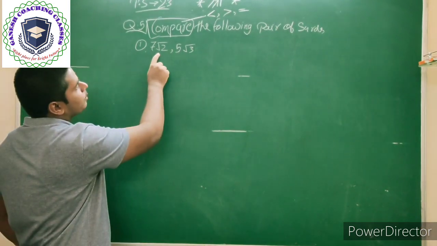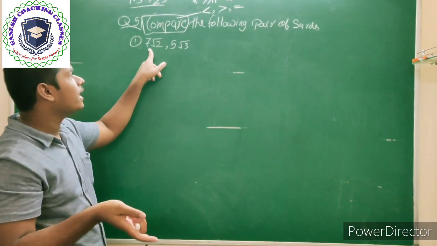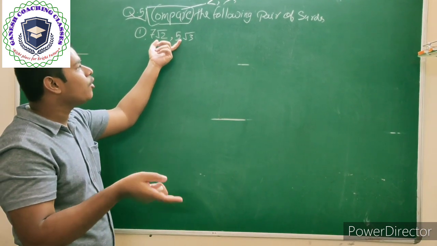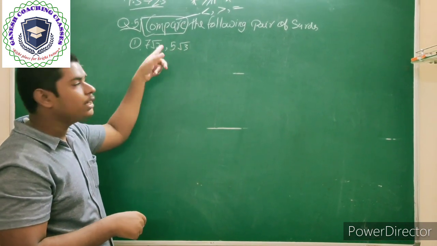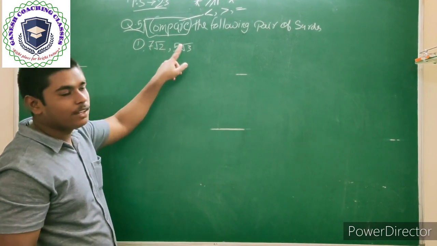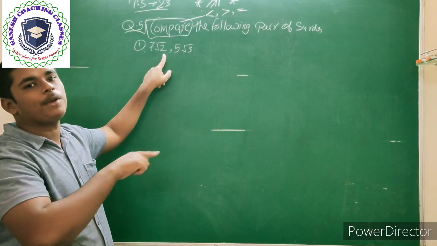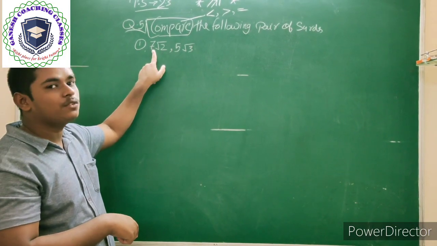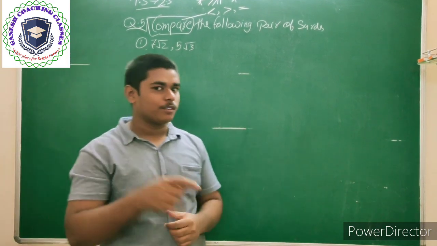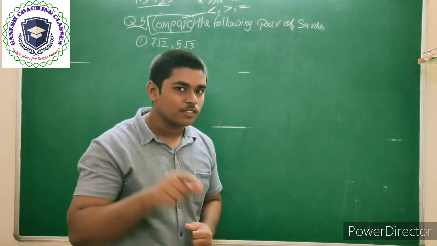The first pair given is 7 root 2 and 5 root 3. We cannot directly compare these because the coefficients are 7 and 5. Clearly 7 is greater than 5, but when we look at the radicand, in the case of 5 it is 3 and in the case of 7 it is 2. So we cannot compare directly. First of all we have to convert these coefficients into the radicand. How can we write 7? 7 can be written as root 49 because root 49 is equal to 7.